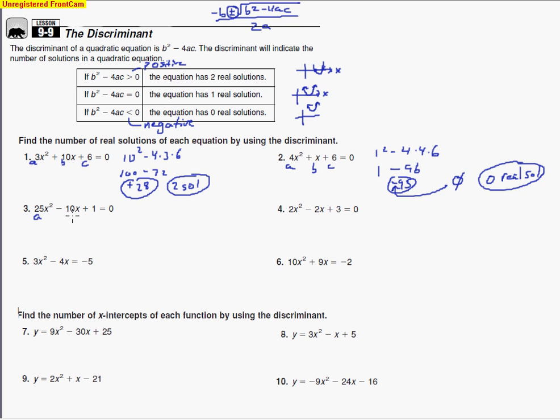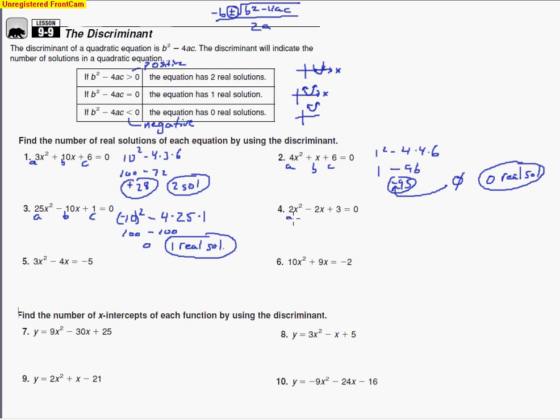Again, we just look at our a, b, and c terms and substitute those numbers in. 10 squared, and again, it doesn't matter whether it's negative 10 squared or positive 10 squared. It's still going to give us 100. Minus 4 times a, which is 25, times c, which is 1. Do some work there. We get 100 minus 100 equals 0. When it equals 0, that means we have one real solution. That means it's going to end up crossing the axis in just one spot.